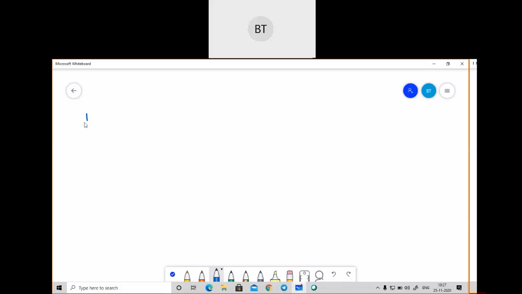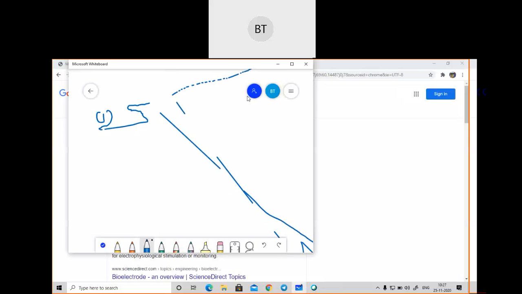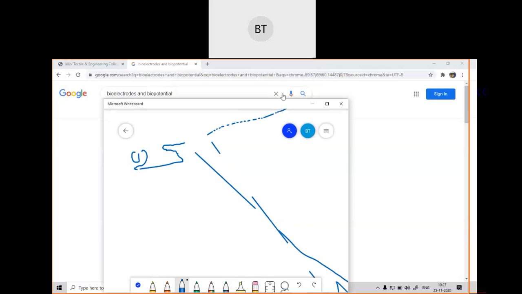So, the first problem was the spherical. Let me, it is not working. So let me make it in a clear way.